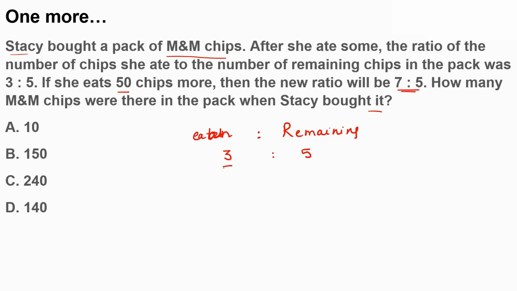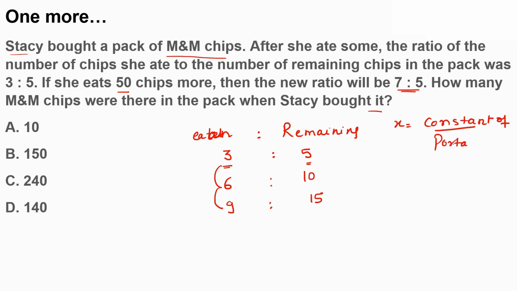Okay, what is actually the meaning of 3:5? What is the meaning of ratio here? It means Stacy can eat 6 chips. If she has eaten 6 chips, how many are remaining? 10 are remaining. If she ate 9 chips, how many are remaining? 15 are remaining. So I can multiply with any number, right? Let's suppose I'm multiplying with x because I don't know the actual number of chips. So x is the constant of proportionality, which I've already discussed.